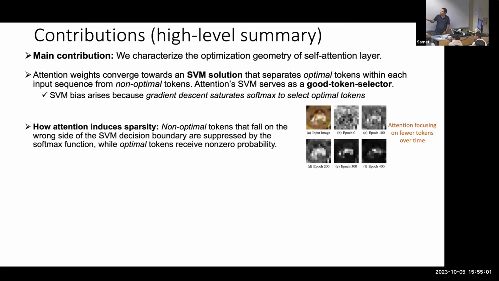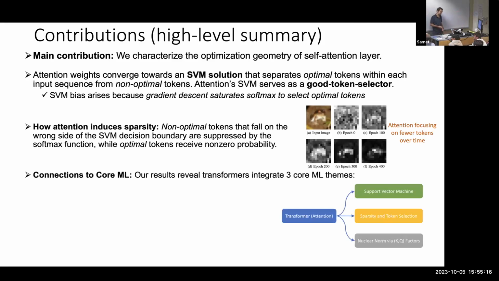So this also explains how attention induces sparsity, because at a high level, through this SVM connection, if you're on the wrong side of the SVM, you get zeroed out by softmax. If you're on the correct side of the SVM, you are capped and you get a non-zero softmax probability.